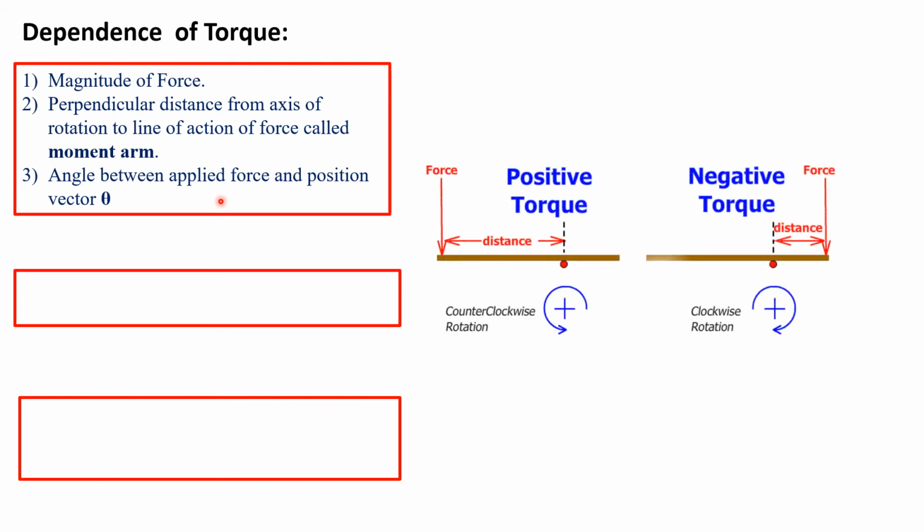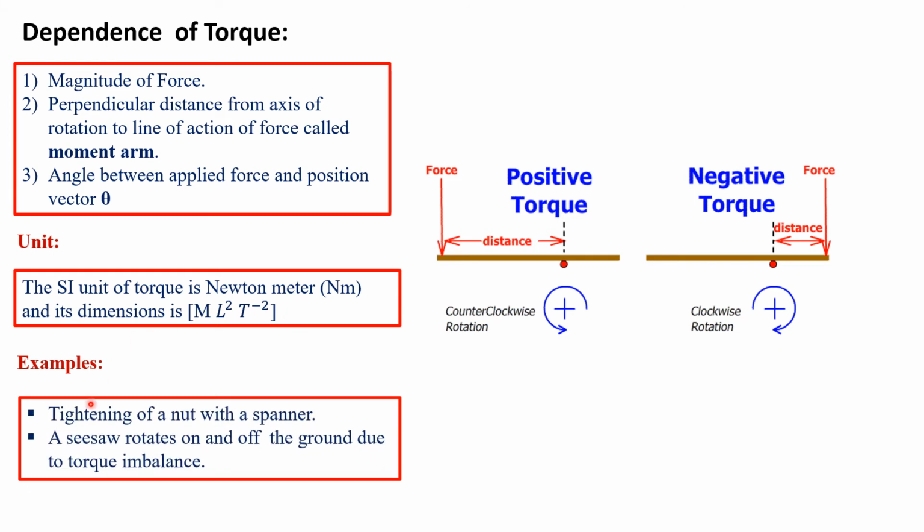By convention, we say that for counterclockwise rotation, torque is positive. For clockwise rotation of an object or body, torque is negative. Unit. The SI unit of torque is Newton meter and its dimensional formula is M L to the power 2 T to the power minus 2.